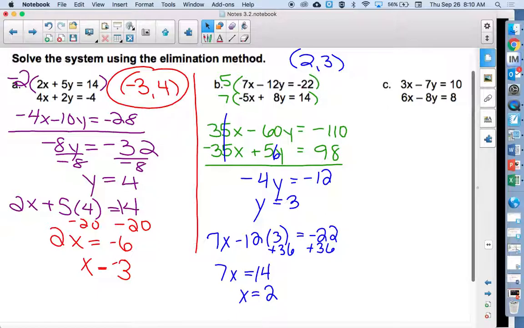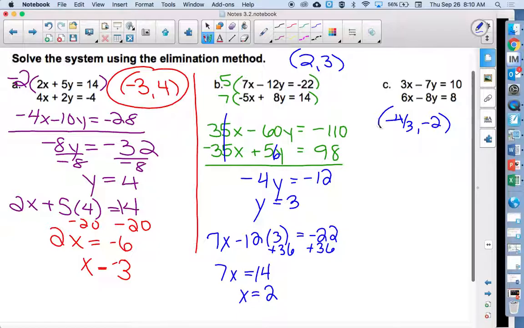So if you solved letter C, you should have gotten negative 4/3 and negative 2. I'm going to jump to the next page and do a couple examples on that next page because I do want to do a word problem together. So if you got letter C done, negative 4/3 and negative 2 would be letter C.